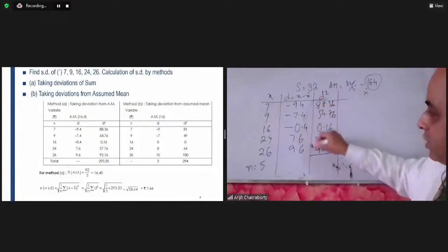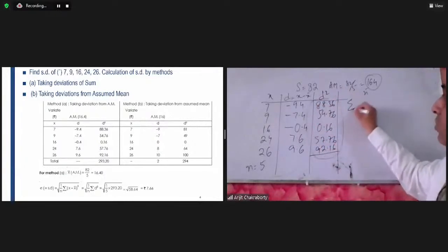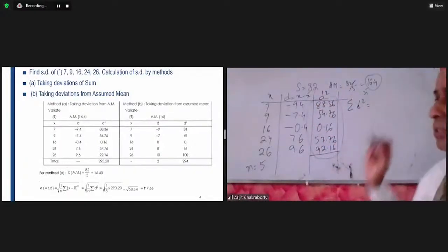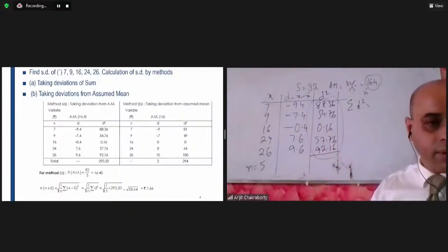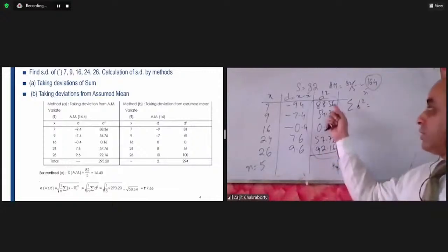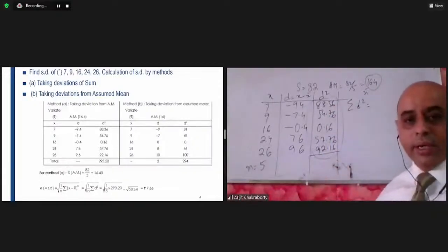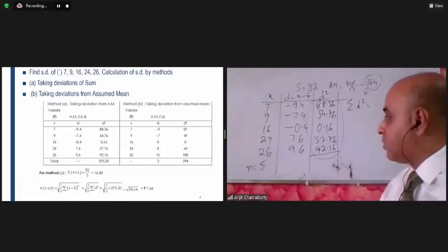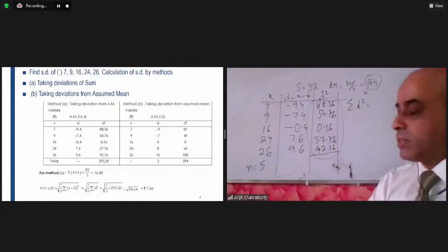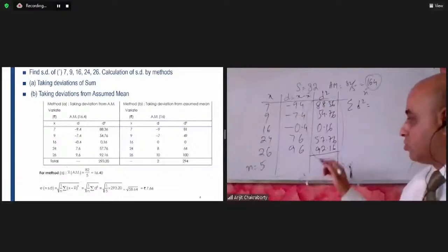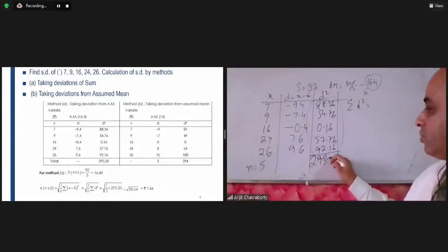So we add up all this. So we try to get the sigma d square. Sigma d square is the summation of all these numbers. Okay. So once you add it up, we are getting 88.36 plus 54.76 and so on. You will get 293.20.